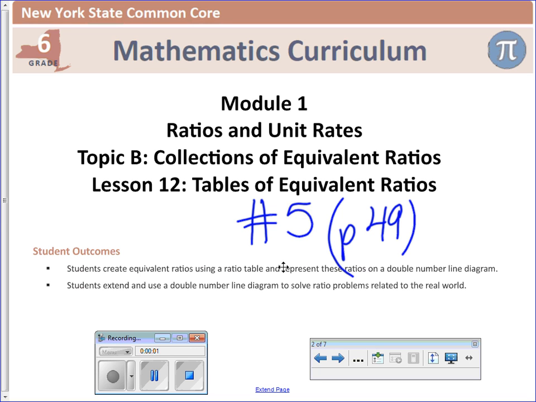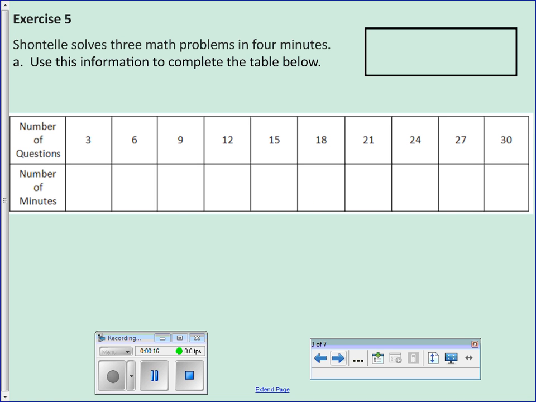Okay, for today's lesson, we're continuing with lesson 12 in Module 1, but today we're only going to look at number 5. And instead of working right in the module, you all got a note sheet, and we're going to be working right in our note sheet. So we have here Chantel solves 3 math problems in 4 minutes. Use this information to complete the table below.